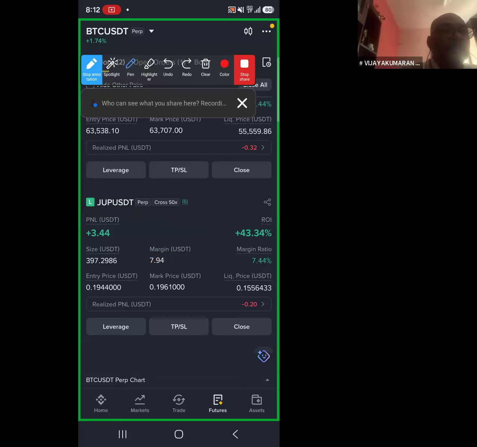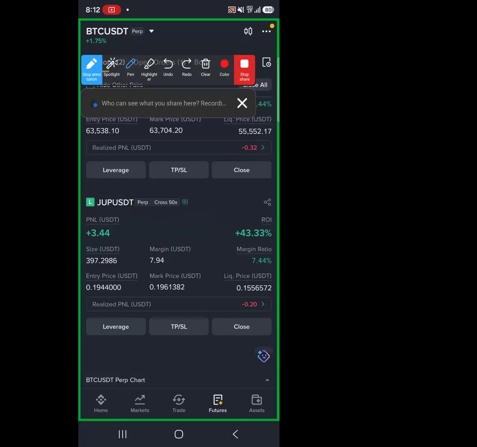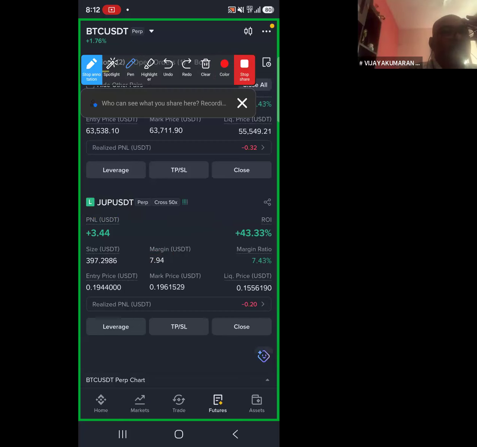Here you mentioned cross 50x. In that signal you mentioned 40x. Where?